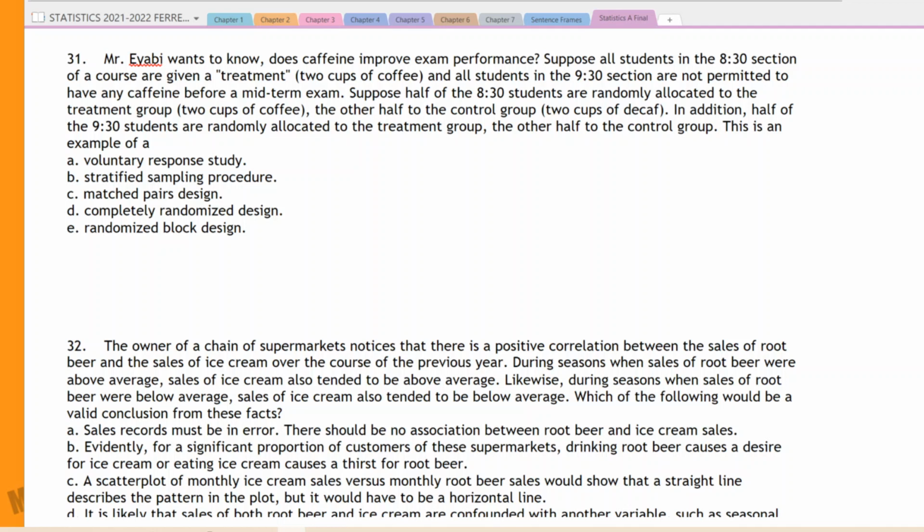Hey everyone, today we're here to look at questions 31 through 40 on the AP Statistics Practice Final. This is for semester A. So we're going to get right into it with question 31.